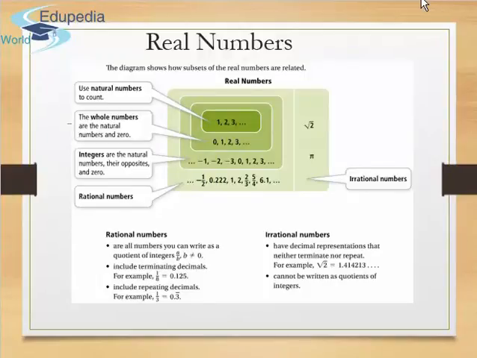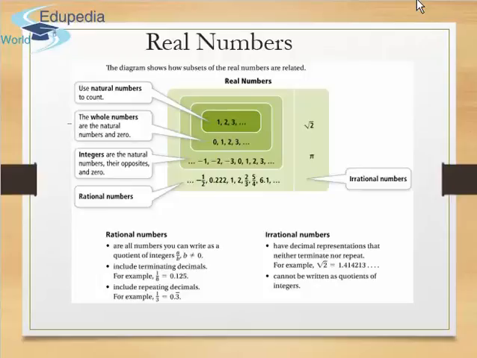By the way, all of these are called real numbers, and this diagram shows how real numbers are arranged together and how they are related to each other. After integers, you can see rational numbers. Rational and irrational numbers are pretty basic and straightforward concepts. Any number that you can express in a quotient form, that is a by b, can be called a rational number.